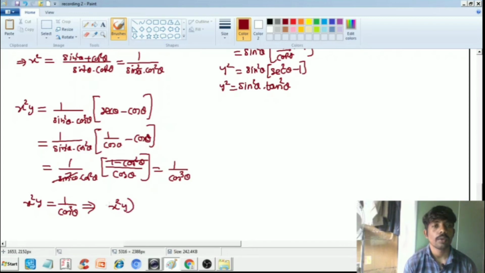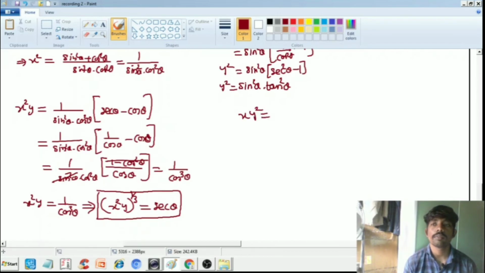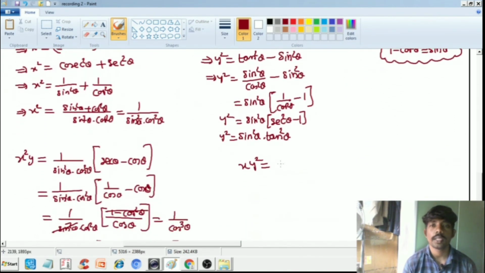How can we write this? x square y whole to the power of 1 by 3, then 1 by cos can be written as secant theta. Secant theta is this, okay? Secant theta is equal to x square y whole to the power of 1 by 3. Next from here multiply x into y square. X, what we have, cot theta plus tan theta, that is the x term. Next y square is sin square theta into tan square theta.